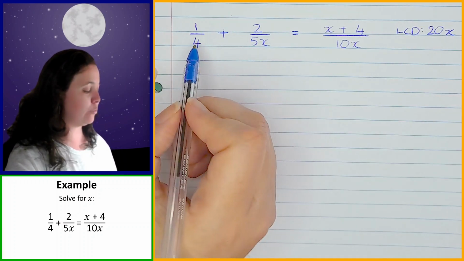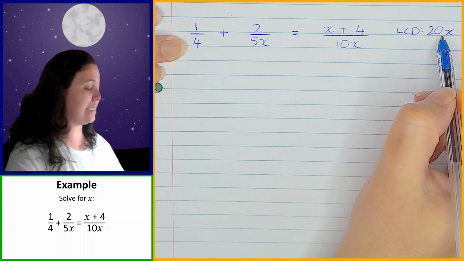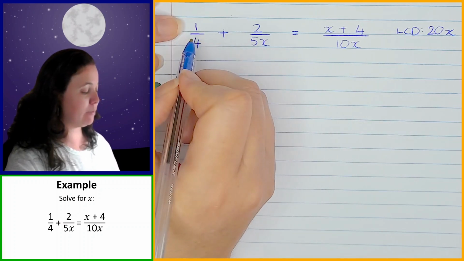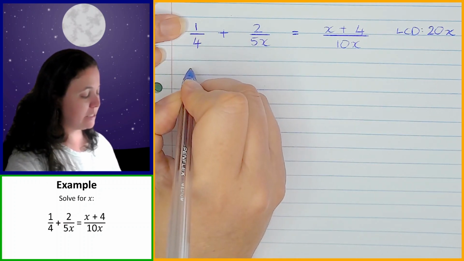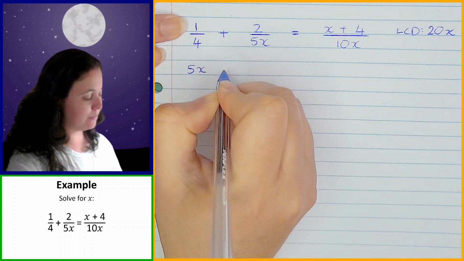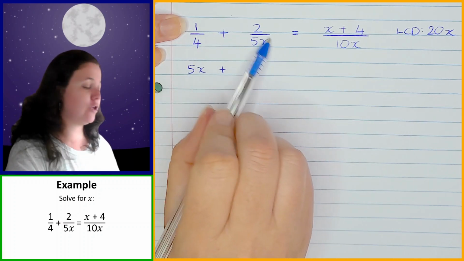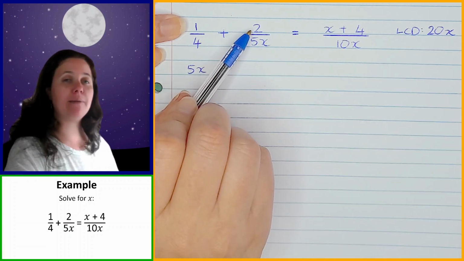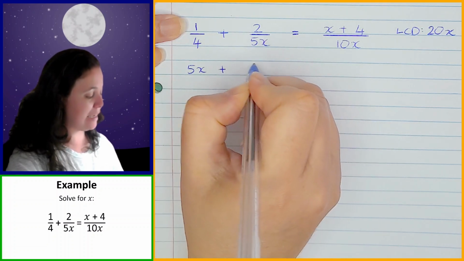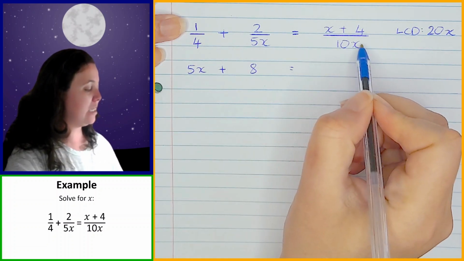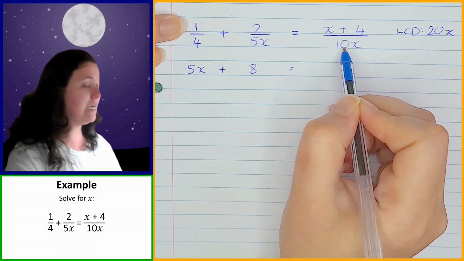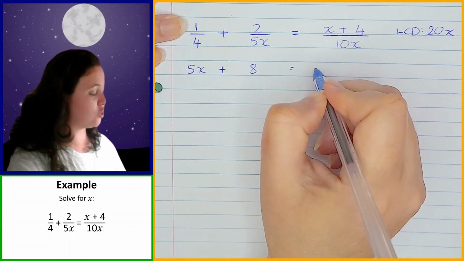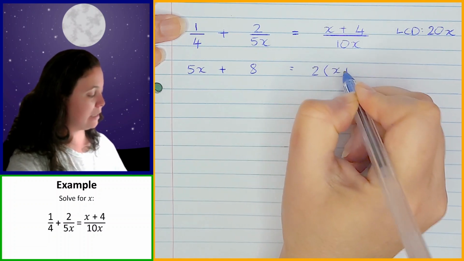Okay, so now let's have a look at what we need to do to 4 to get 20x. I need to multiply 4 by 5x to get 20x. So I'm going to multiply the top by 5x, and that gives me 1 times 5x, which is just 5x. Plus, then over here, I've got a denominator of 5x. I need to multiply that by 4 to get 20x. So I'm going to times the top by 4, and that gives me 2 times 4, which is 8, equals. Over here, my denominator is 10x. I need to times that by 2 to get 20x. So I'm going to times the top by 2, so I have 2, and then in brackets, x plus 4.